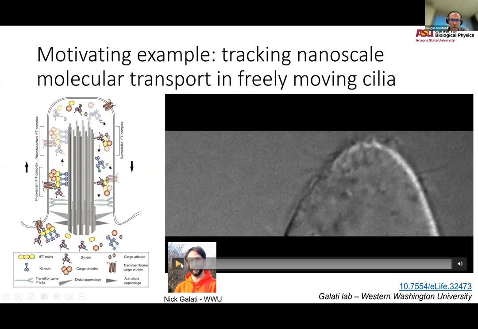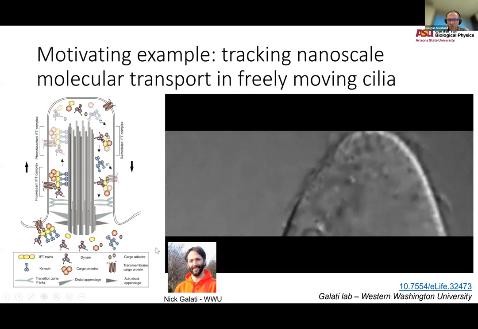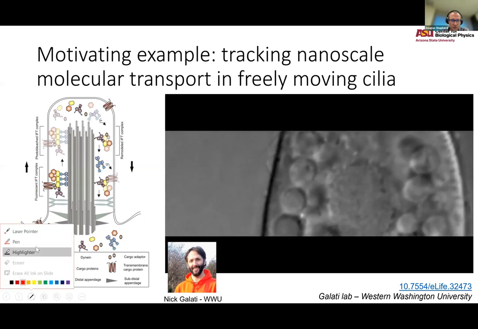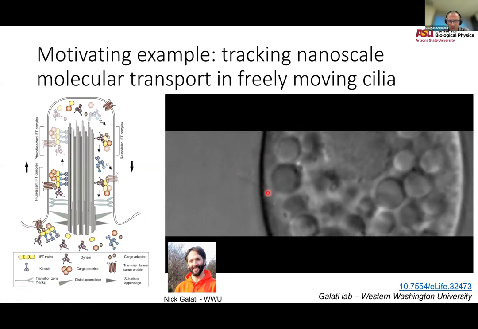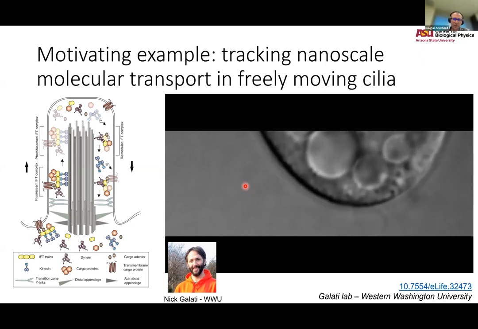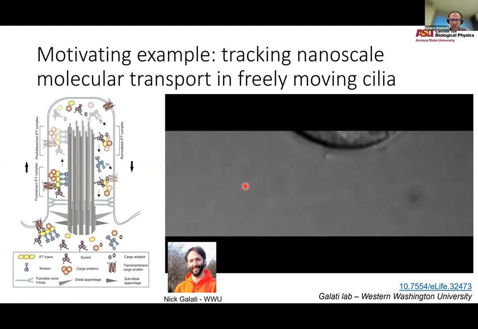So in a project with Nick Galati, who's at Western Washington University, we're trying to understand how proteins move in cilia. If you're not familiar with cilia, I'll play this movie. Cilia are the fine hair-like structures that are on the outside of this cell, and they're whipping back and forth. It turns out they have a power stroke phase in which they're pretty rigid. And then they have this return phase in which they go quite floppy and then go back before they do a power stroke again. What's amazing is inside of those cilia, actually, proteins are transported.